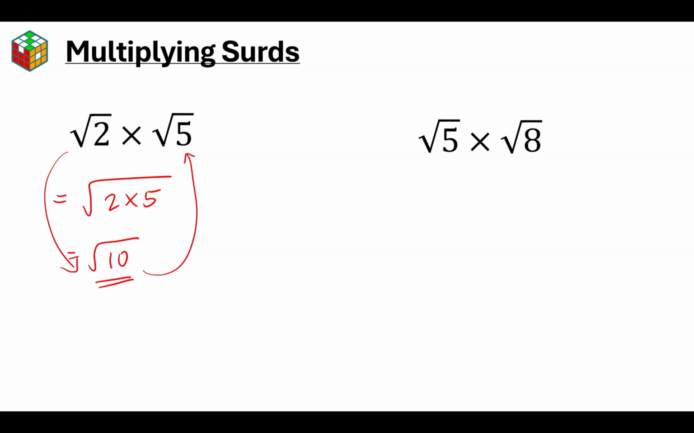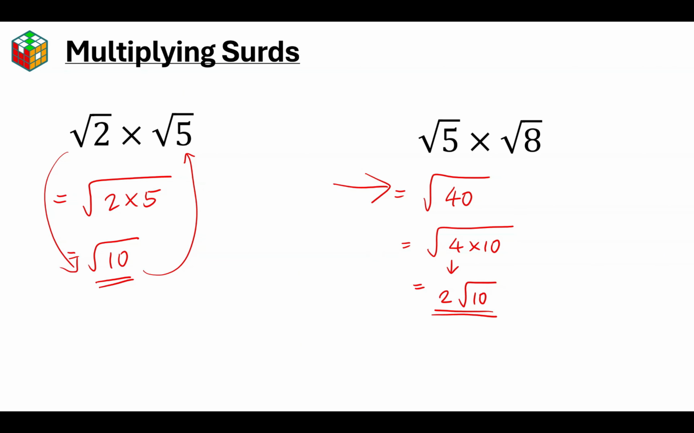However, you have to look carefully. For example, this one. After I times 5 by 8, I know that it's going to be 40. And I can spot a square number, so 4 times 10. Then you will have to simplify it. Root 4 is 2. Root 10 is still root 10. So do not always just stop here, because you have to see carefully whether you can break it down into any numbers that consist of any square numbers.